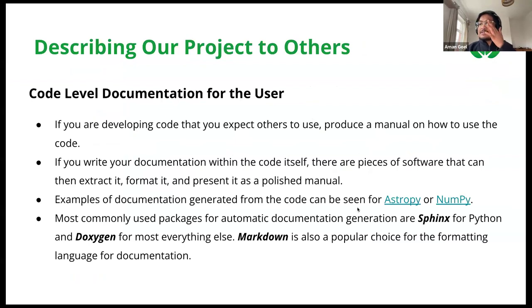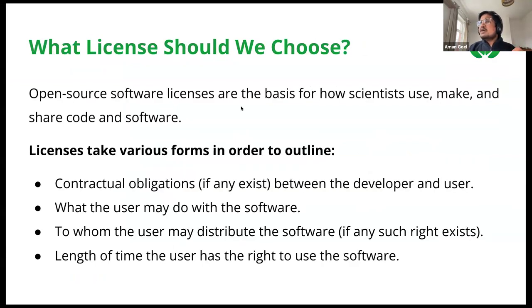So yeah, Sphinx for Python is a popular automatic documentation generation tool. Then Doxygen is another one. Markdown is the language that usually is very popular for documentation. So that's another level of code documentation that you can look at.